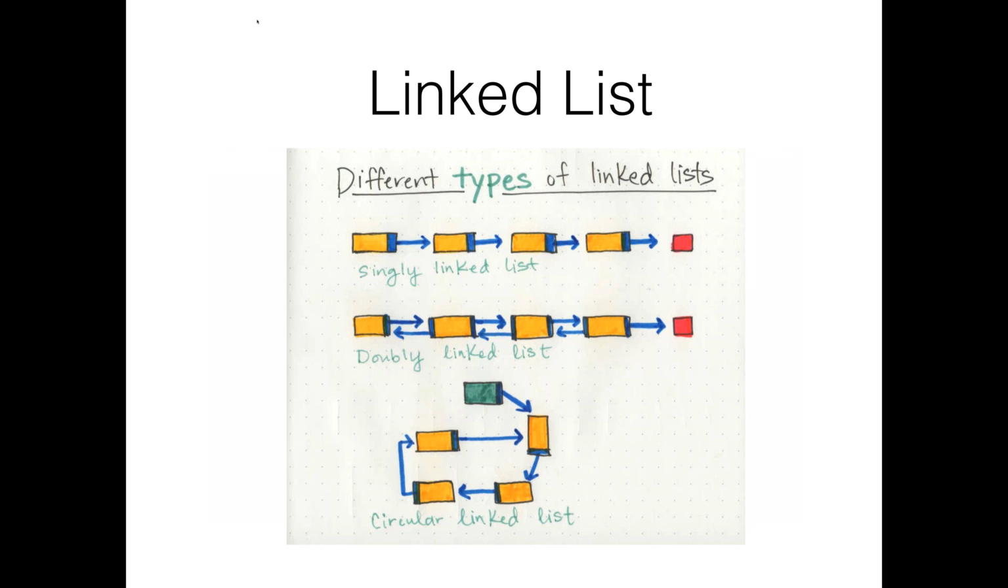There are different types of linked lists. The most common one, obviously, is a singly linked list, which is the one that we saw. The doubly linked list is a list where the nodes point to what goes before and also to what comes after them, so you can traverse the list in both directions. A circular linked list is one where the last element of the list points to the first element, so you can go through the list in a circle.